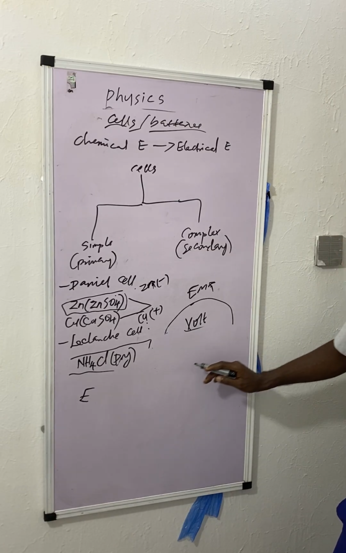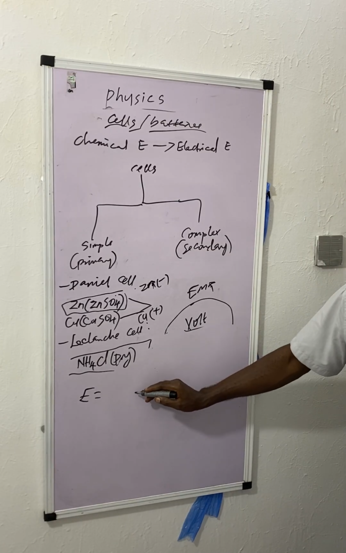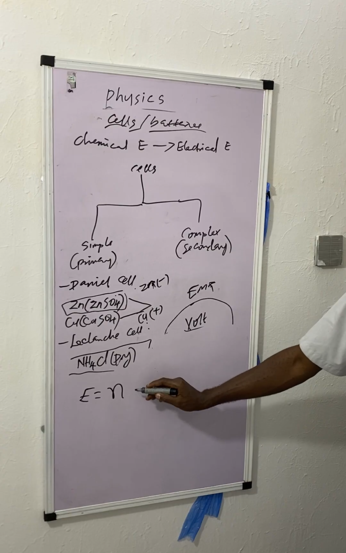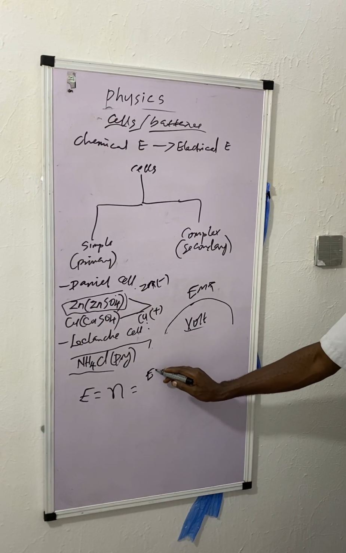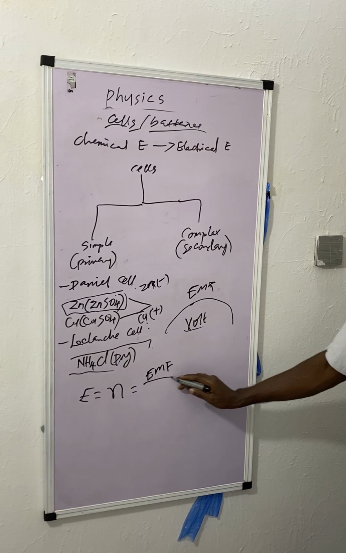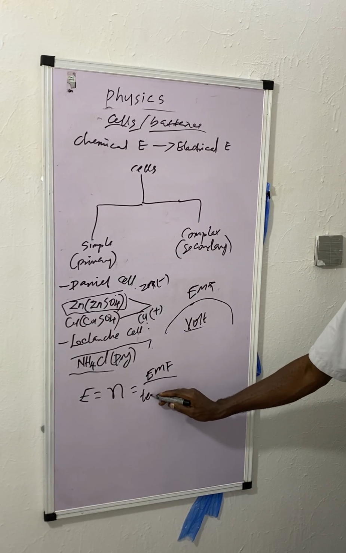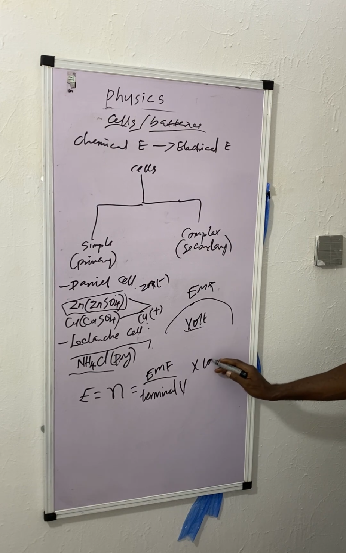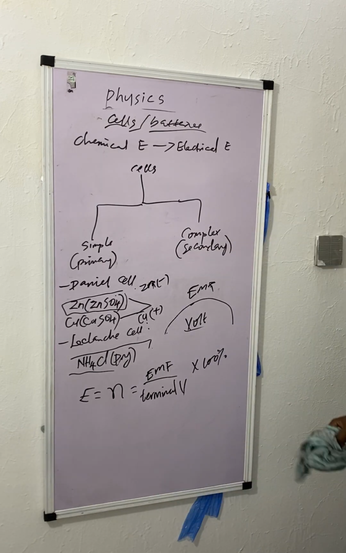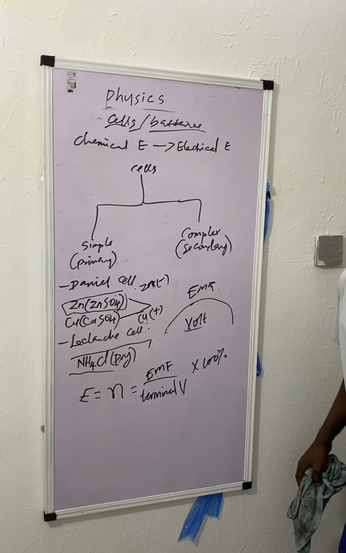The efficiency of a cell is equal to EMF over terminal voltage, the voltage that it ends in terminal, times 100%. All right. Now let's look at the secondary cell.